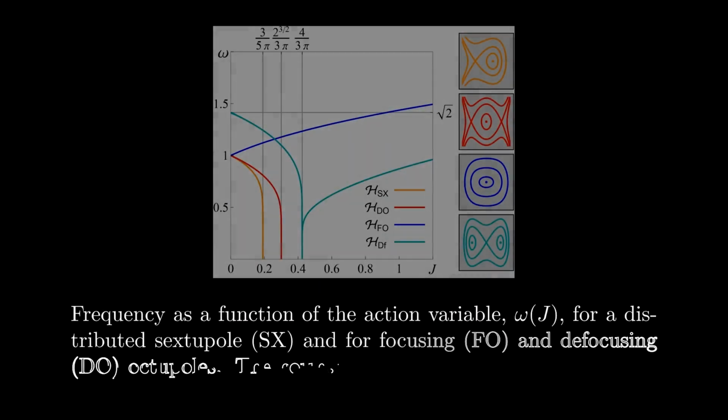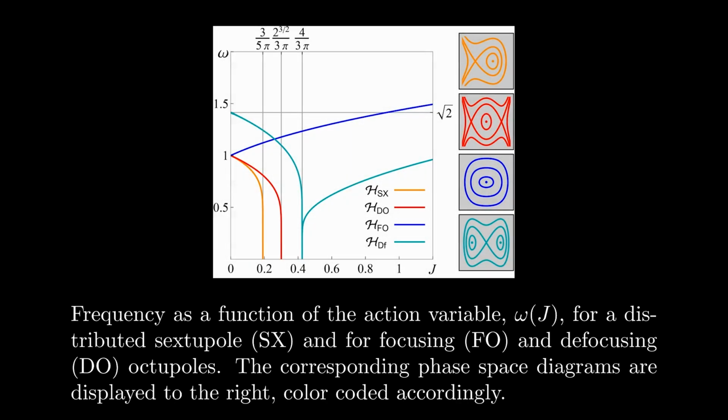Moreover, not only the detuning and solutions to the equations of motion, but also the full dependencies of the frequency on the action variable J can be found analytically. The resulting behavior is relatively simple and shown in the figure below. For the sextupole, orange curve, and defocusing octupole, red curve, the frequency decreases monotonically to 0, while for the focusing octupole, curve in blue, it increases monotonically to infinity.